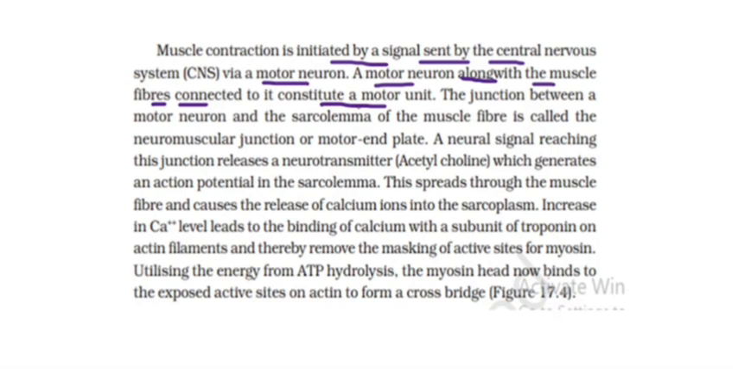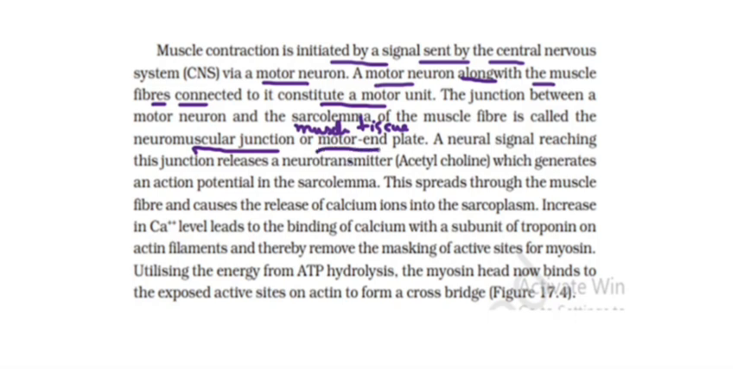The junction between a motor neuron and the sarcolemma of the muscle fiber is called the neuromuscular junction or motor end plate. Here we see there is a junction between a motor neuron and the sarcolemma. The sarcolemma is the membrane of the muscle fiber, we can say the muscle tissue. So just underline this part: the neuromuscular junction comprises the motor neuron and the sarcolemma of the muscle fiber, and this neuromuscular junction is also called the motor end plate.